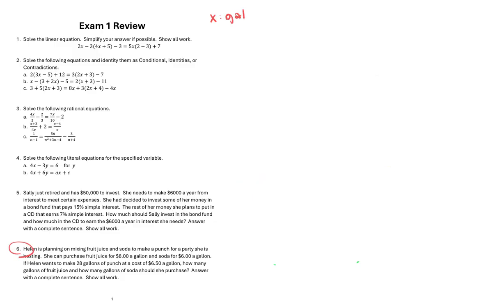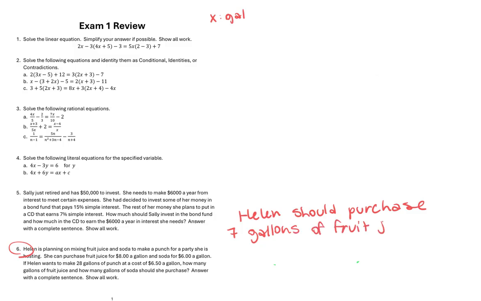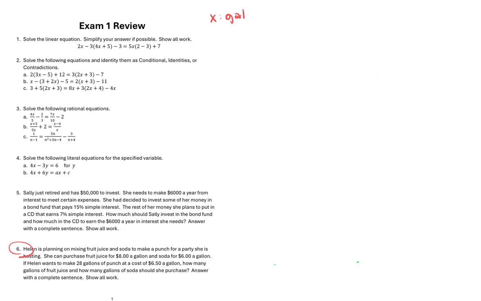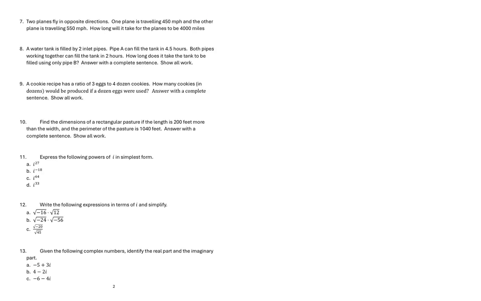Okay. So then we're able to conclude that Helen should purchase 7 gallons of fruit juice, and 14 gallons of soda. Perfect. Great job.